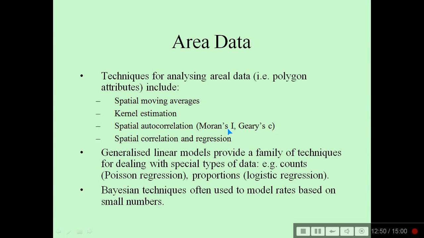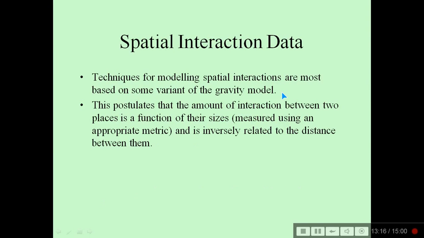Coming to area data, techniques for analyzing areal data, that is polygons, include spatial moving average, kernel estimation, spatial autocorrelation, spatial correlation, and regression. The generalized linear model provides a family of techniques for dealing with special types of data, that is counts as in Poisson regression and proportions as in logistic regression. Bayesian techniques are often used to model rates based on small numbers. As for spatial interaction data, techniques for modeling spatial interactions are mostly based on some variant of the gravity model. This postulates that the amount of interaction between two places is a function of their sizes and is inversely related to the distance between them.